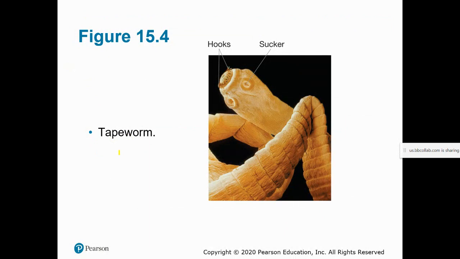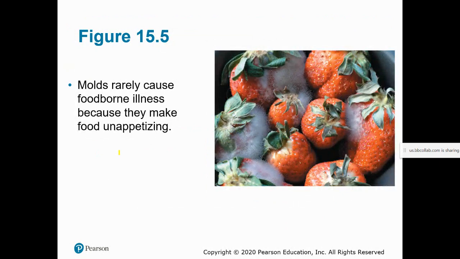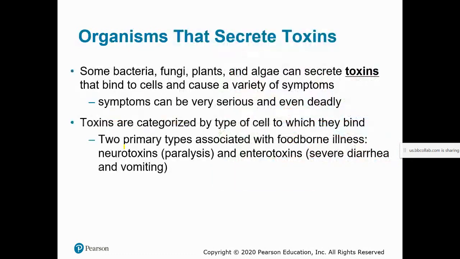Here is a microscopic look at a tapeworm. And then a look at mold, not microscopic, right? Because these would be full-size strawberries. And so again, we can often see it. They make the food visually unappetizing, so we know, oh, I'm not going to eat that. I'm just going to throw it out.